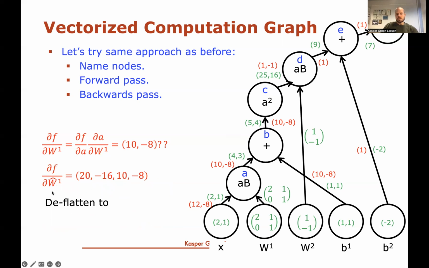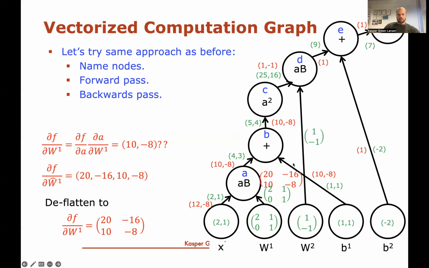And now the rule is just that you can deflatten it again by doing the reverse transformation. What we did when we flattened it was we took the first row and placed it first, and then the second row and placed it afterwards. So we can just deflatten it. This is the first row, 20, minus 16, and this is the second row, 10, minus 8. So that's just the rule. We know how to do things when we're taking a partial derivative with respect to a row vector. When we have multiple variables placed in a row vector, we can always flatten it to a row vector, compute with the matrix derivative what these gradients are, and then deflatten it back.